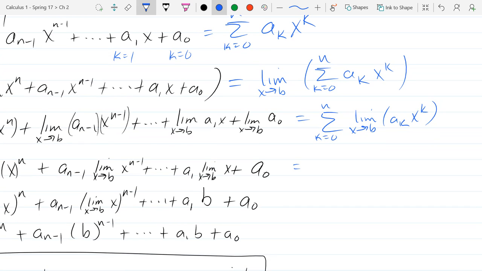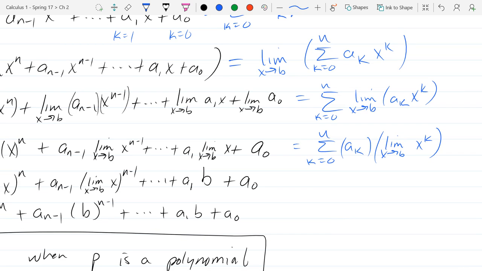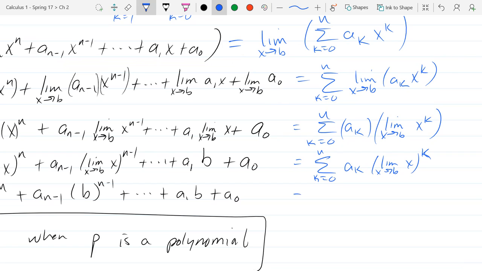Constant multiple rule looks exactly the way you're probably thinking. You're going to take your a_k and bring it outside the limit. So it's a_k times lim x approaches b of x to the k. And then the last thing we have to do is the power law. So we have lim x approaches b of x to the k power, and then finally we take our one identity limit and we have the summation of a_k b to the k power.